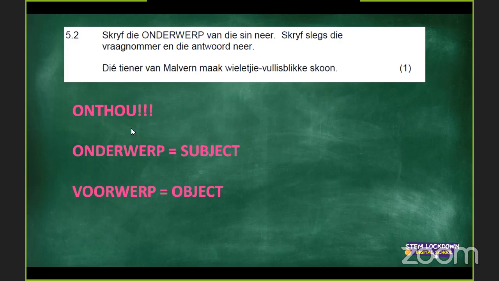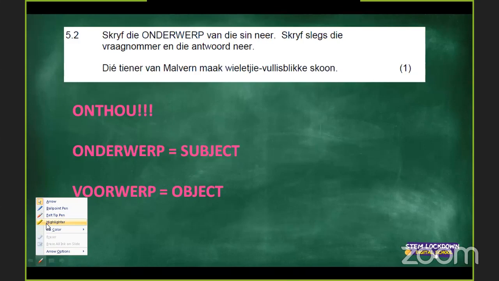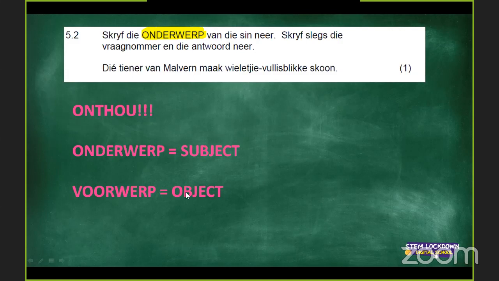So nou sien julle hierdie woordjie. Julle sien onderwerp and you think, what are they asking? Skryf die onderwerp van die sin neer. Okay, so you're not sure what they're asking. So nou die onderwerp is your subject. But your voorwerp is your object. But now they ask you this, because they know that you are going to think onderwerp, oh, that's object. And then you're going to write down the wrong thing in your exam paper. So as hulle sê skryf die onderwerp van die sin neer, they want the subject of the sentence. A voorwerp is your object. So don't get confused because it does happen.